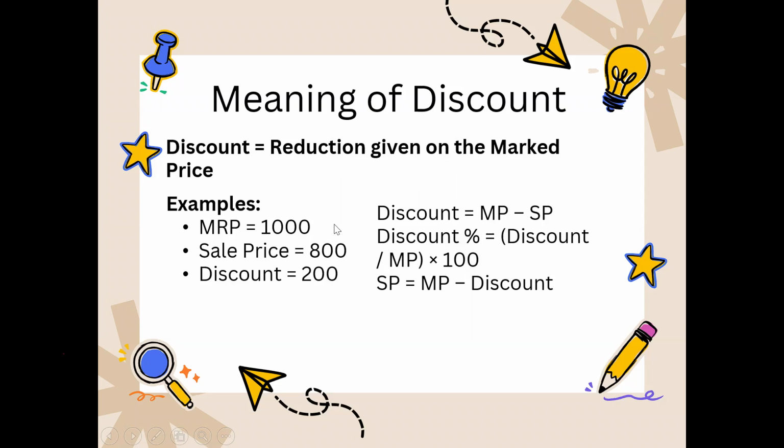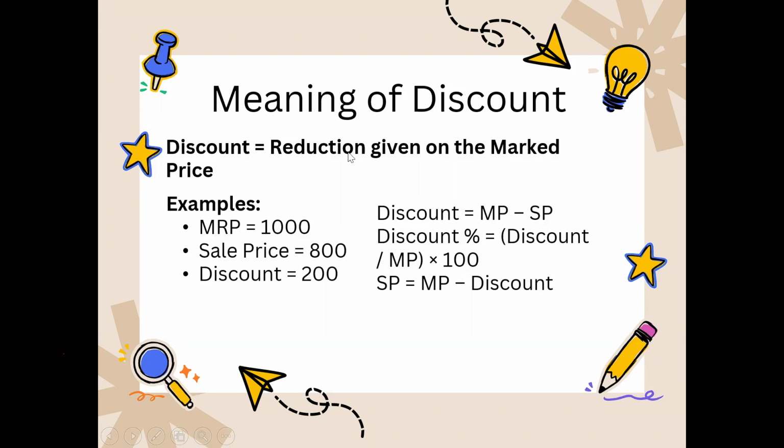Here we are going to see some formulas for how we calculate the discount, discount percentage and selling price. Students, always keep in mind you will always get two entities among these three. If MRP and selling price are given, you have to calculate discount. If sale price and discount are given, you have to calculate MRP. If MRP and discount are given, you have to calculate the selling price. So we are going to see all these three formulas.